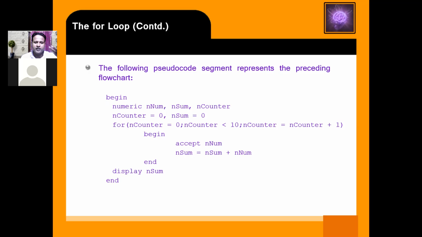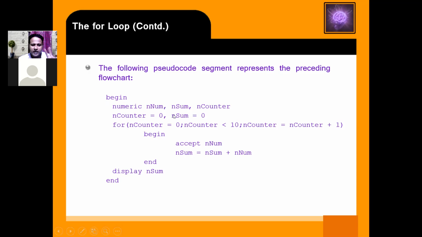A variable is just like a container where you store a value. That is called your variable. Here we have three variables: num, sum, and counter.